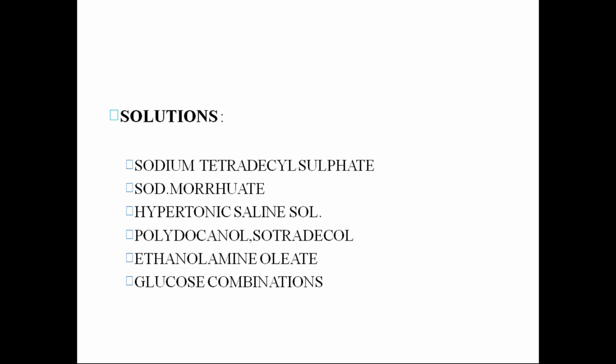So what are the different sclerosants used in sclerotherapy? There is sodium tetradecyl sulfate, sodium morrhuate. Second one is a hypertonic saline solution, polidocanol, sotradecol, and ethanolamine oleate and glucose combinations.